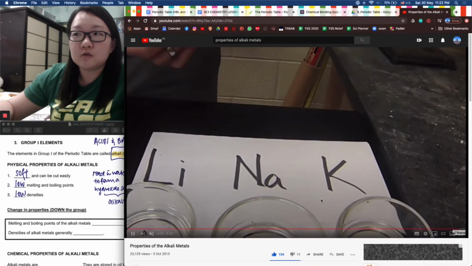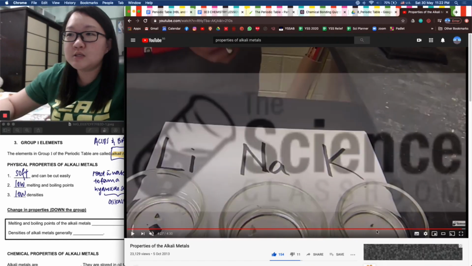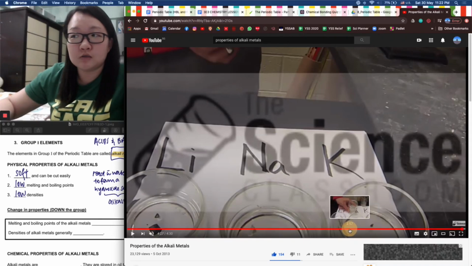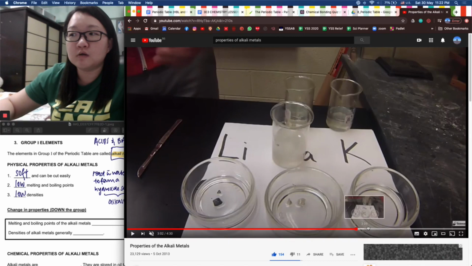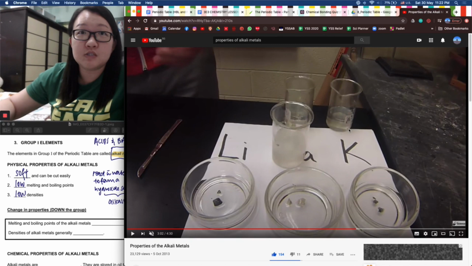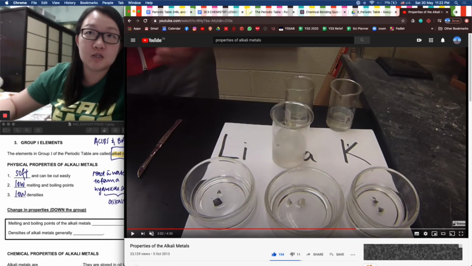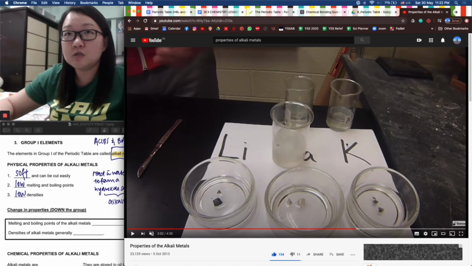Basically, in this video, what I wanted to demonstrate to you is that the alkali metals have low density, because in each of the reactions that you have seen here, the metal floats on top of the water. Since it floats on water, it is less dense. So they have very low densities. That's my point.